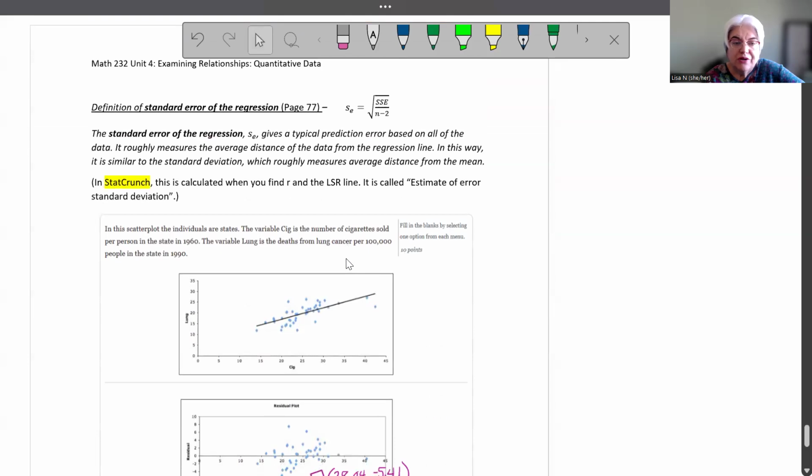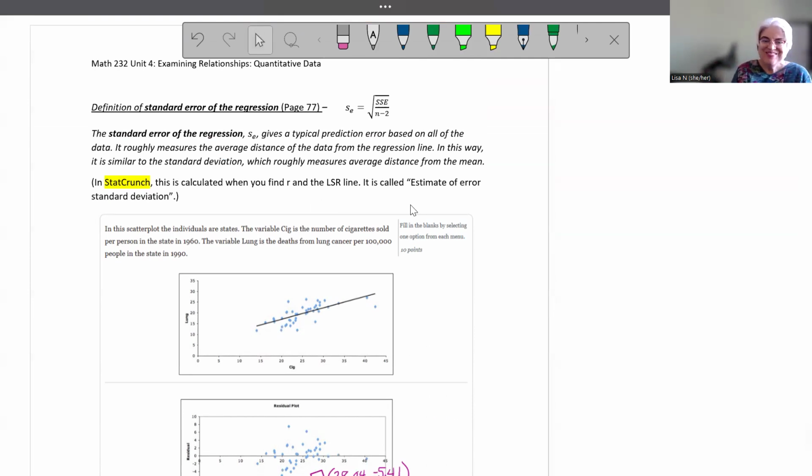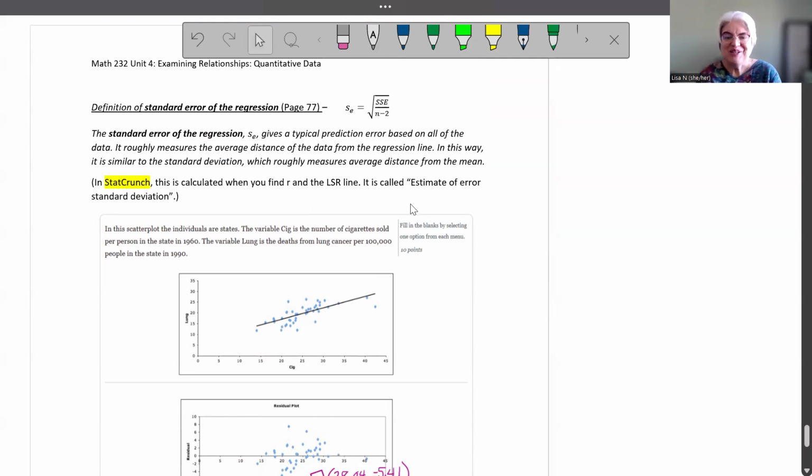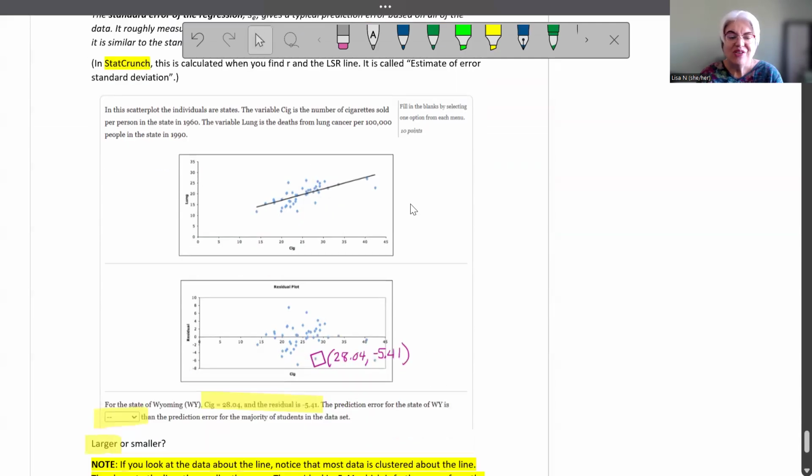So in StatCrunch, instead of using the standard error of the regression, they call it the estimate of error standard deviation. The estimate of error standard deviation basically says, okay, what is the standard deviation of the error? Looking at all the error, what is the standard deviation? So this is an example out of StatCrunch.